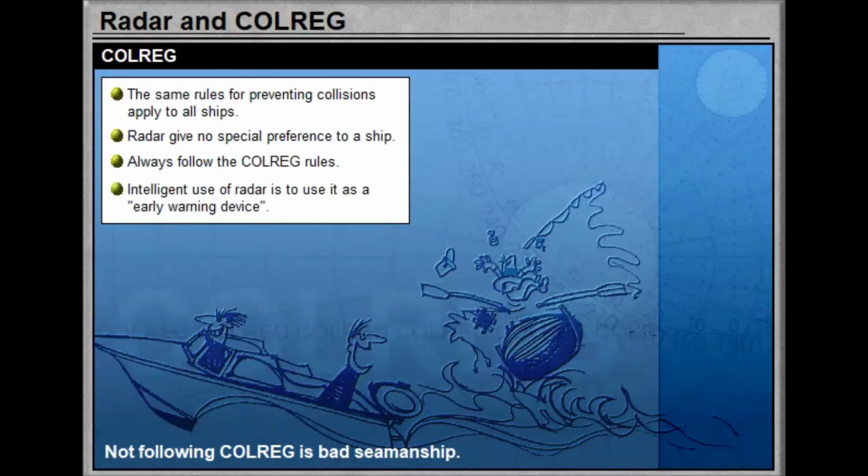Intelligent use of radar is to use the system as an early warning device, and plan and execute all avoiding manoeuvres as early as possible. This is actually the only safe use of radar whenever it's used primarily for traffic monitoring.